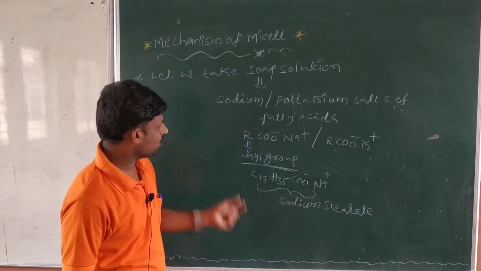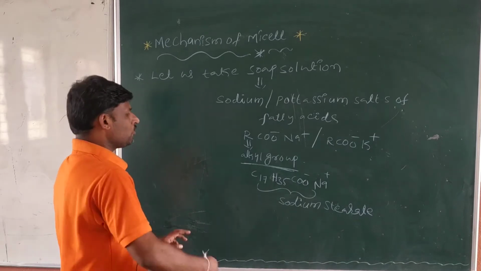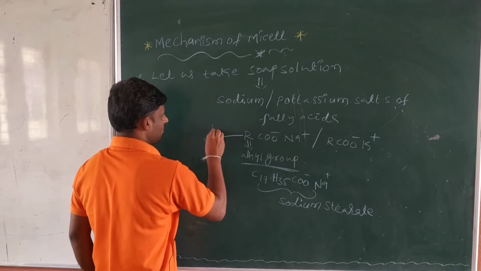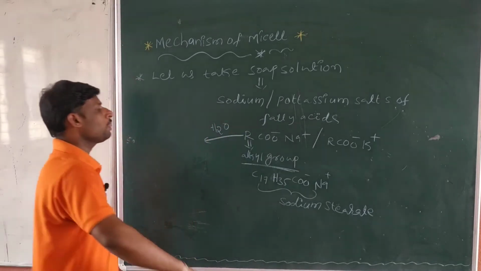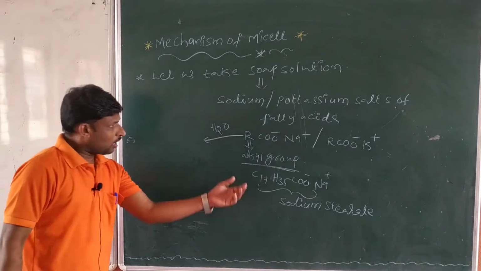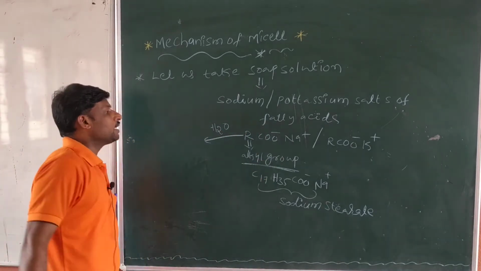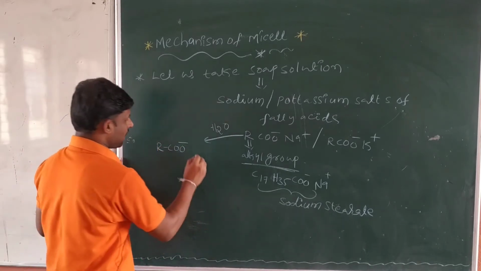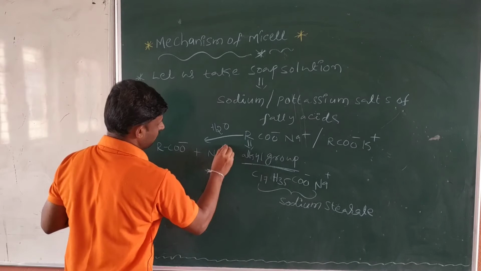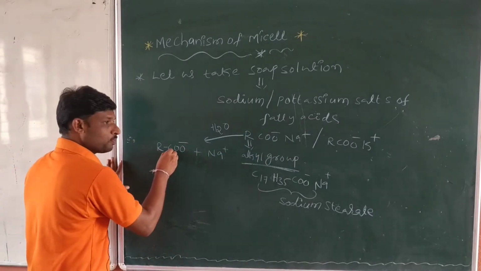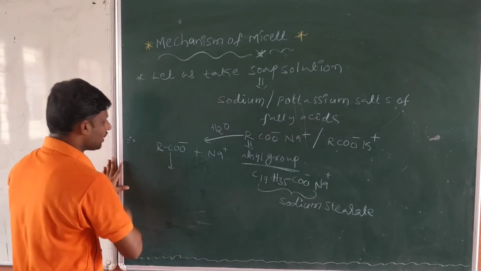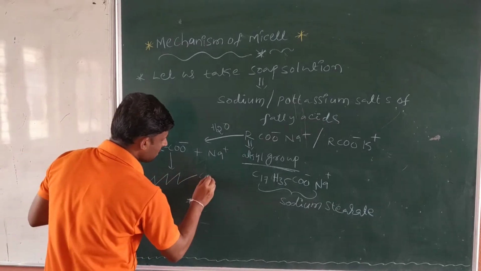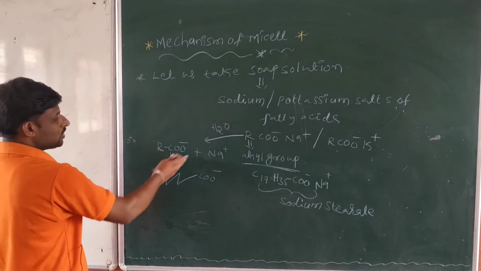So in this case, what happens, sir? When I dissolve soap in water, the soap solution dissociates into RCOO minus, the alkyl group part, as well as Na plus ions. Now this is the bulky alkyl group, and I represent it like this: this is the alkyl group and this is the COO minus.